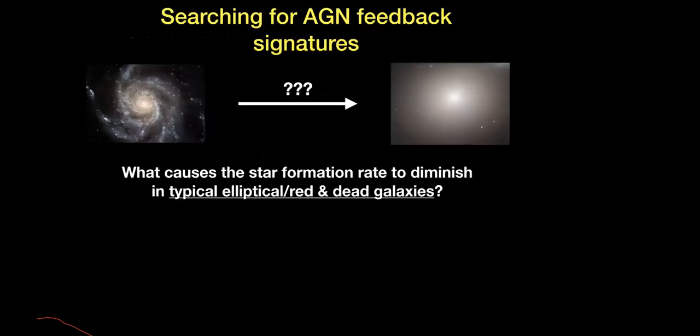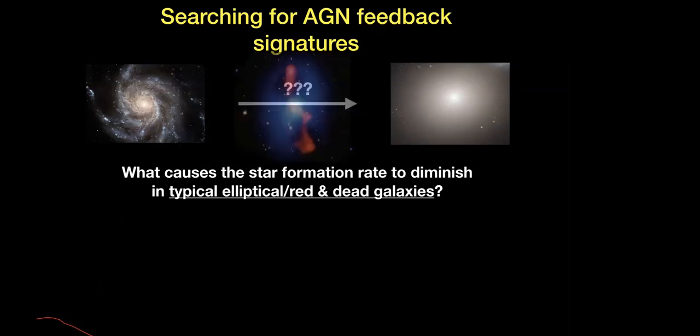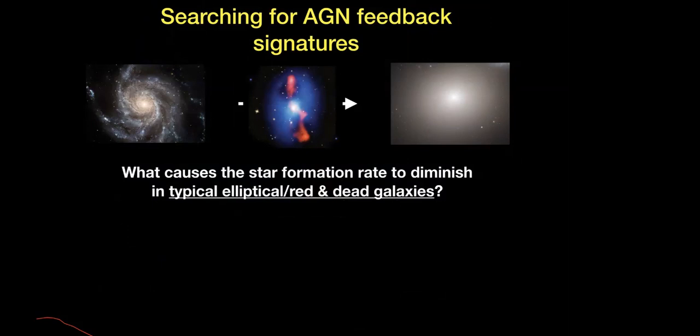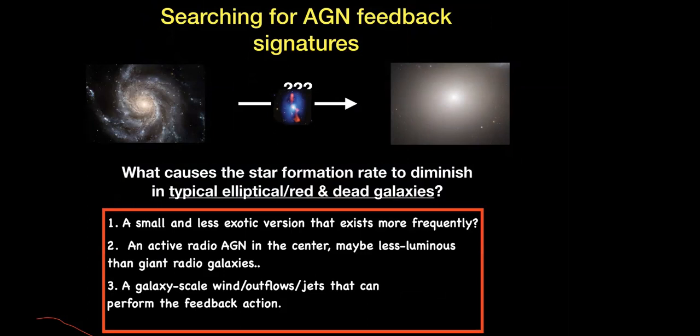So now the question is more like this: what causes the star formation rate to diminish in typical elliptical red-and-dead galaxies? Maybe AGN feedback like that which I was showing previously. Maybe not, maybe a smaller version of feedback. This has been widely discussed in the literature, and we expect the feedback happening in ellipticals to be much smaller and less exotic than what I was showing before. And probably these feedback signatures happen much more frequently to explain the galaxy population at large, because there are so many elliptical galaxies, you need to explain all of them.